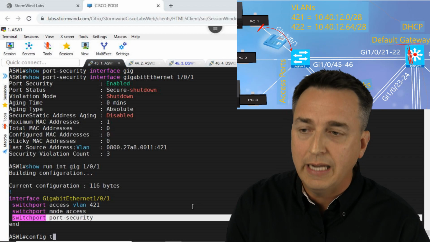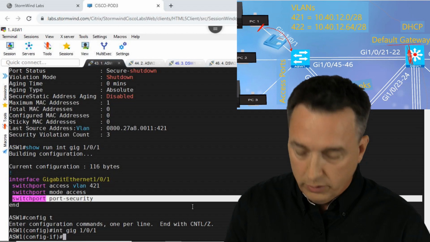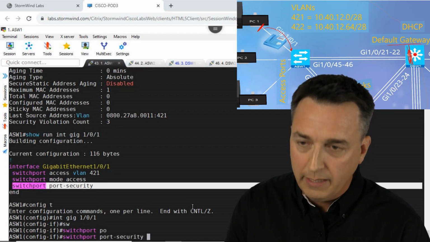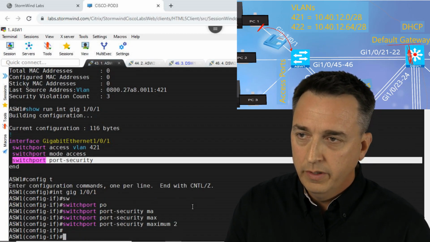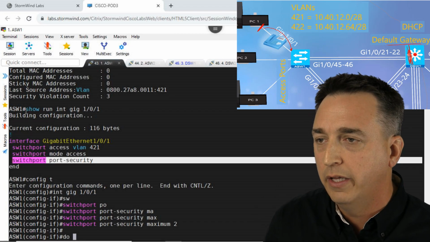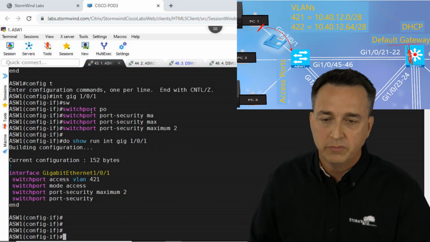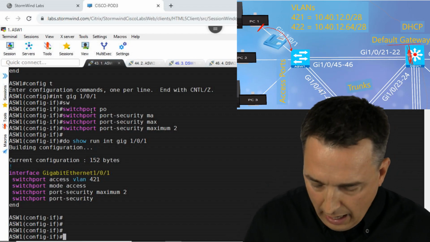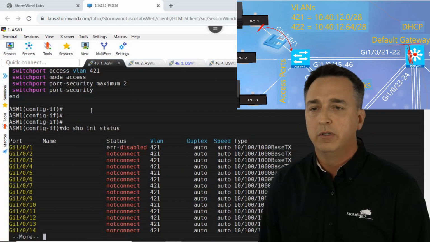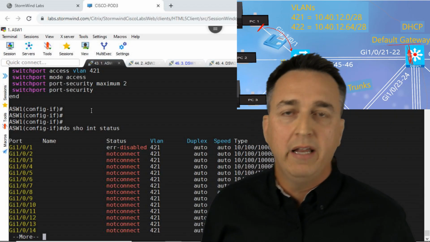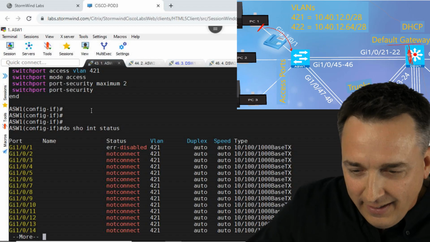So what I need to do is set the maximum to 2. We'll go to interface gigabit 1/0/1. We'll type in switchport port-security maximum, and then 2. And we'll take a look at the output of do show port-security interface gig 1/0/1, and we'll see now that we have a maximum set to 2. All right, so now if I type in do show interface status, you'll see that it's still err-disabled. Why? Is it because we have to wait for a while for it to fix itself? No, absolutely not.